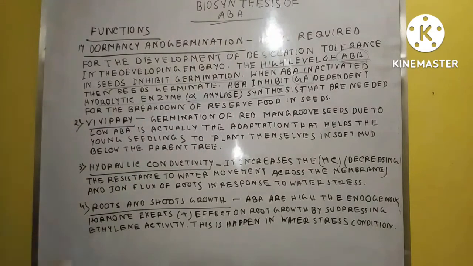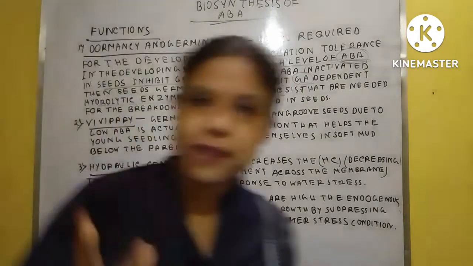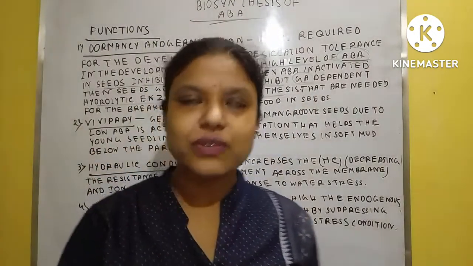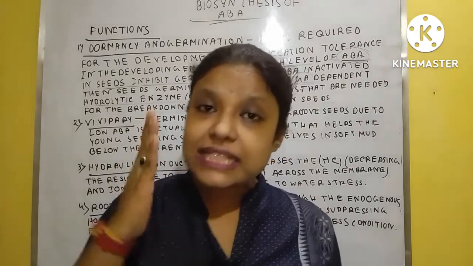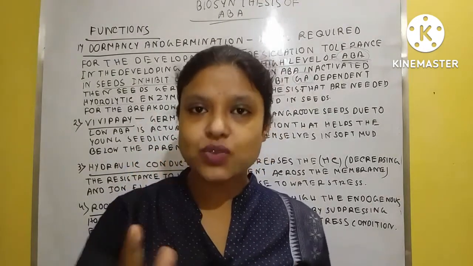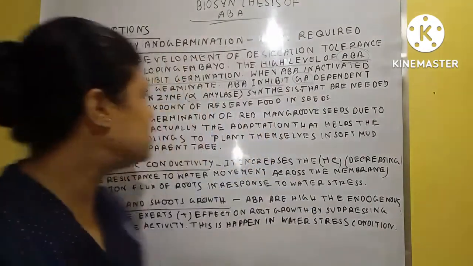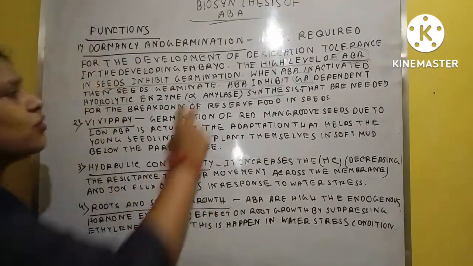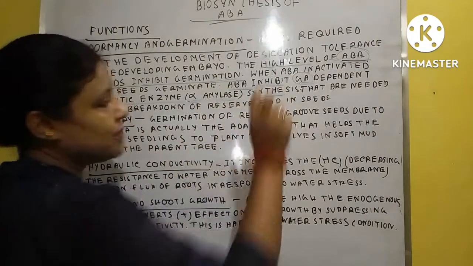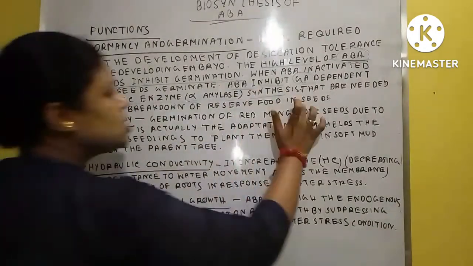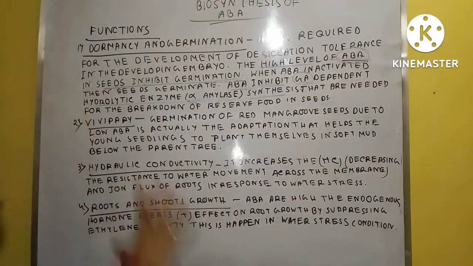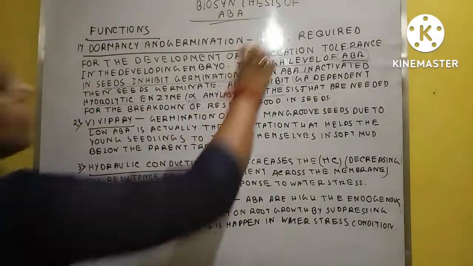When the level of ABA is very high, it prevents the gibberellic acid, or gibberellin hormone, from acting. In that situation gibberellin cannot help to synthesize alpha amylase, which is very important for the breakdown of the reserve food present in the seeds. That's why the seeds remain in the dormant situation. This is the important factor that is controlled by ABA.